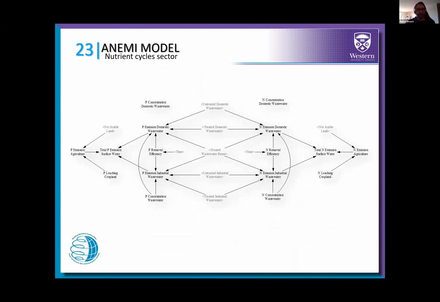The nutrient cycles in the ANEMI model attempt to capture the global stocks of nitrogen and phosphorus through land, rivers and lakes, ocean and atmosphere in order to provide an indicator of water quality. Anthropogenic inputs to these cycles include wastewater from domestic and industrial sources and agricultural runoff. And the global nutrient stocks mimic those of the hydrologic cycle in order to capture aggregated nutrient concentrations.